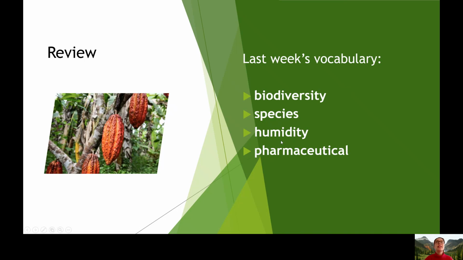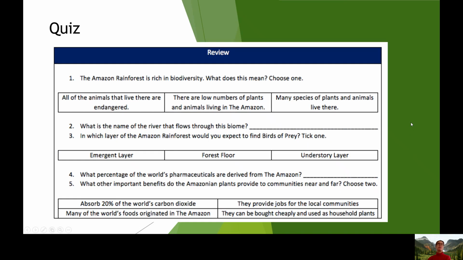Humidity. Humidity is how much moisture or how much water there is in the air. So we know that the Amazon rainforest is very humid because it has over 95% humidity. And somewhere like London in the winter is not very humid. The air is very dry and you can't really feel the air being heavy. Pharmaceutical just means medical. We learned last week that the Amazon rainforest provides a lot of pharmaceuticals to the whole world, a lot of medicines.